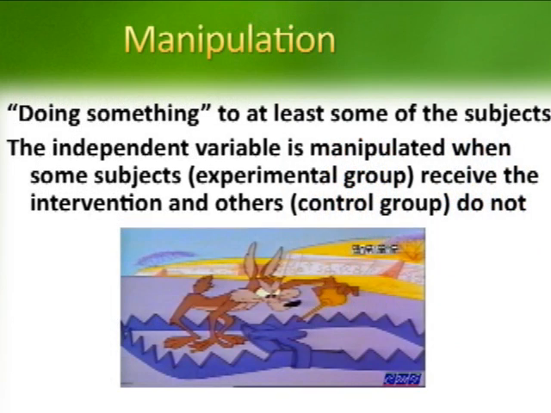Number 7, manipulation, is just plain doing something to at least some of the subjects. The independent variable is manipulated when some subjects, the experimental group, receive the intervention, and when others, the control group, do not. Doing something may include such things as giving a drug, providing education about a disease, or counseling subjects who have anxiety, and a multitude of other things.